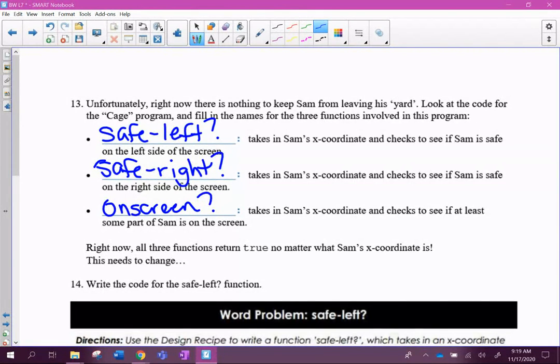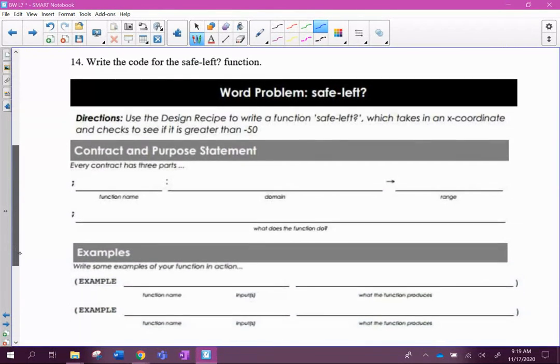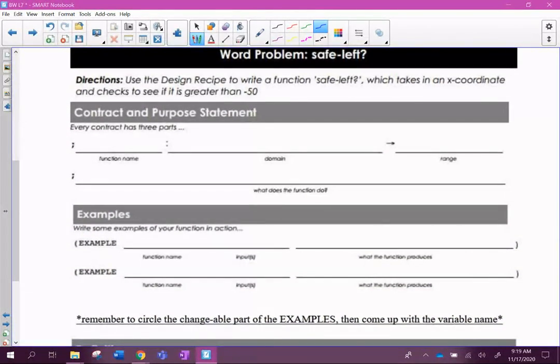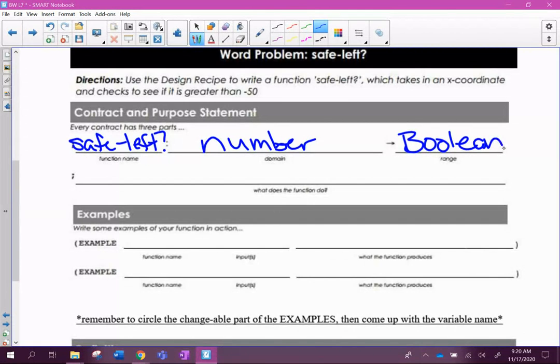Okay. Now, right now, all three functions return true no matter what Sam's x coordinate is. This needs to change. So we're going to write the code for the safe left function. The safe left function is going to take in an x coordinate and check to see if it is greater than negative 50, meaning it's going to tell me true or false. So the range of this is a Boolean. That's my new type of data.